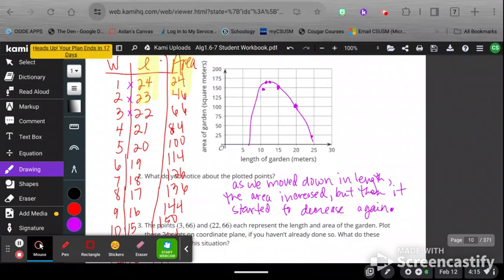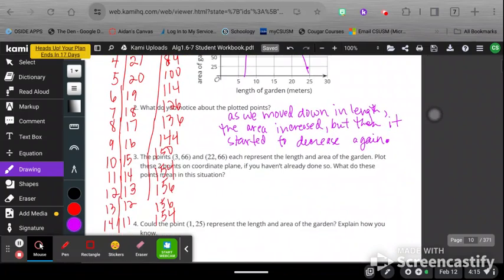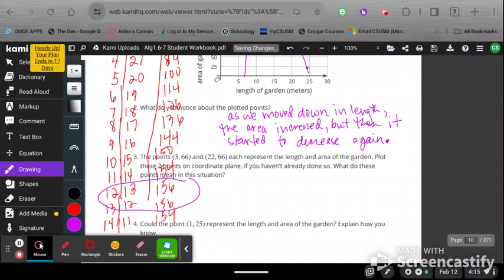Now the question you might be thinking is, did I really hit the top? Was this 156 point the actual top? Did anybody do decimal values to see if there is anything in between? The points (3, 66) and (22, 66) each represent the length and area of the garden. Plot these 2 points on the coordinate plane if you haven't already done so. What do these points mean in this situation?